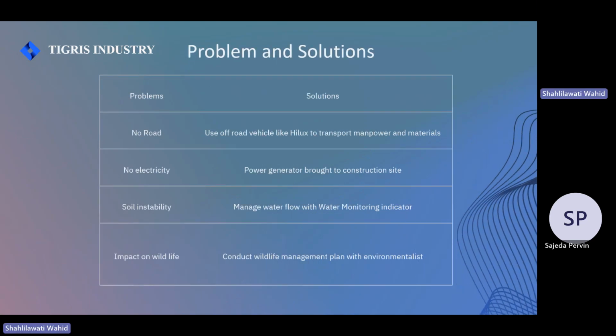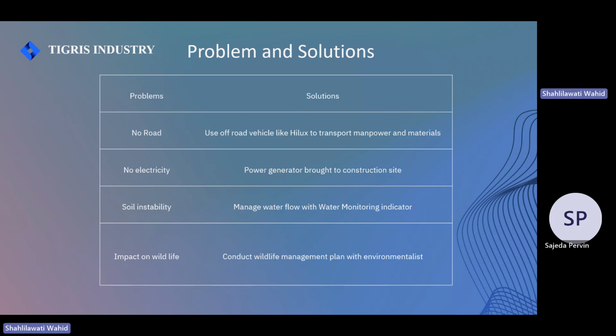Okay, so for the problems and solutions, one of the first problems that we'll be facing is that we don't have a proper route set up in the location. Therefore, we will use off-road vehicles like pickups and lorries to transport manpower and materials. And the second problem is there might not be a proper source of electricity at the start of the project, so we will have to bring our own power generator until we finish construction.